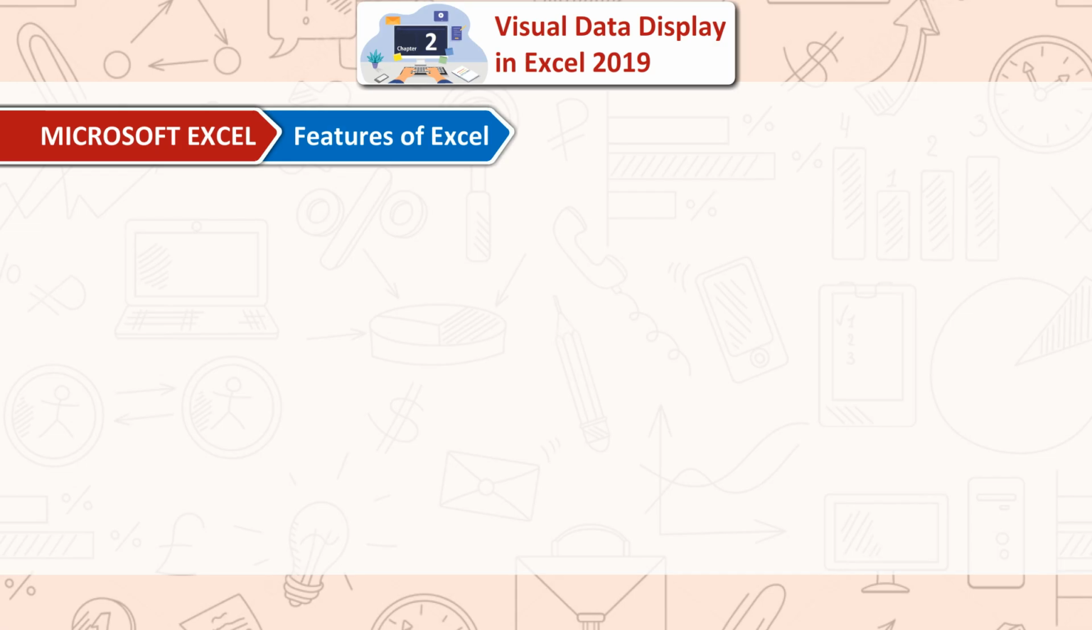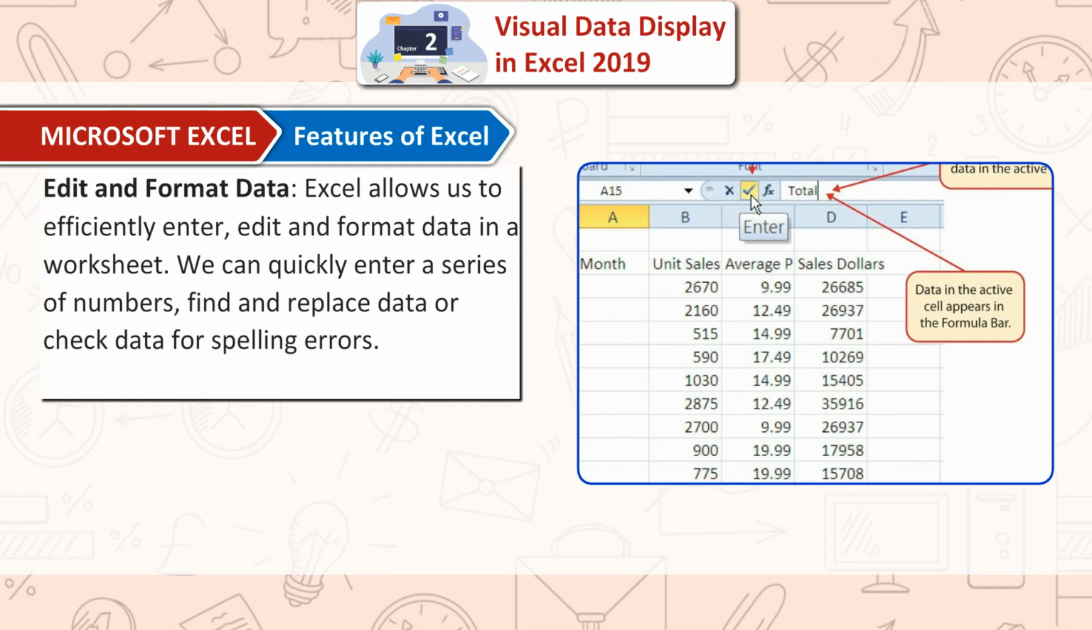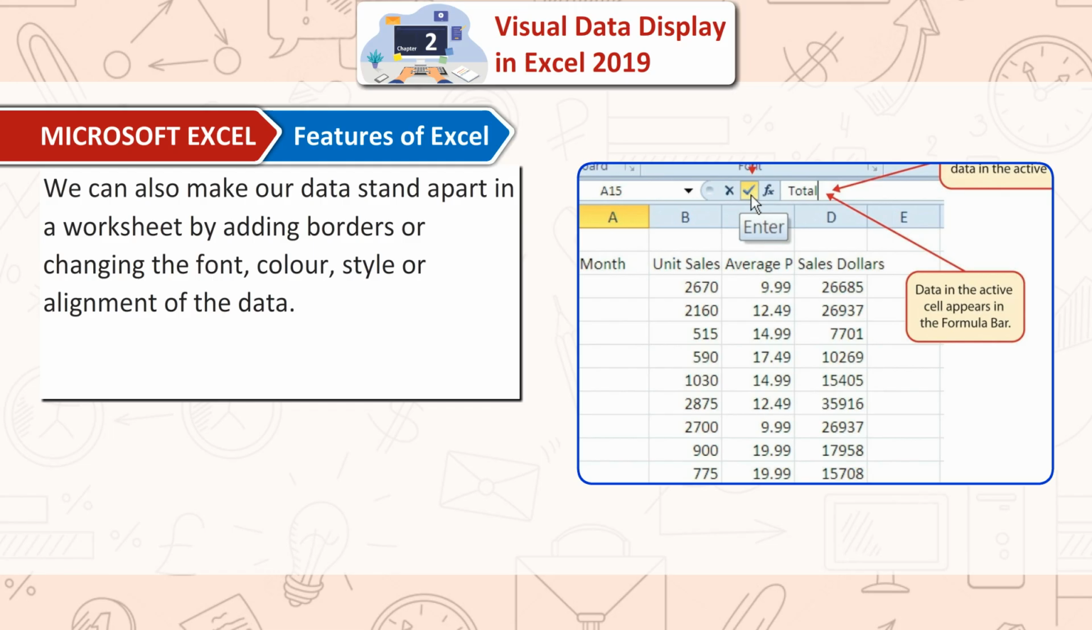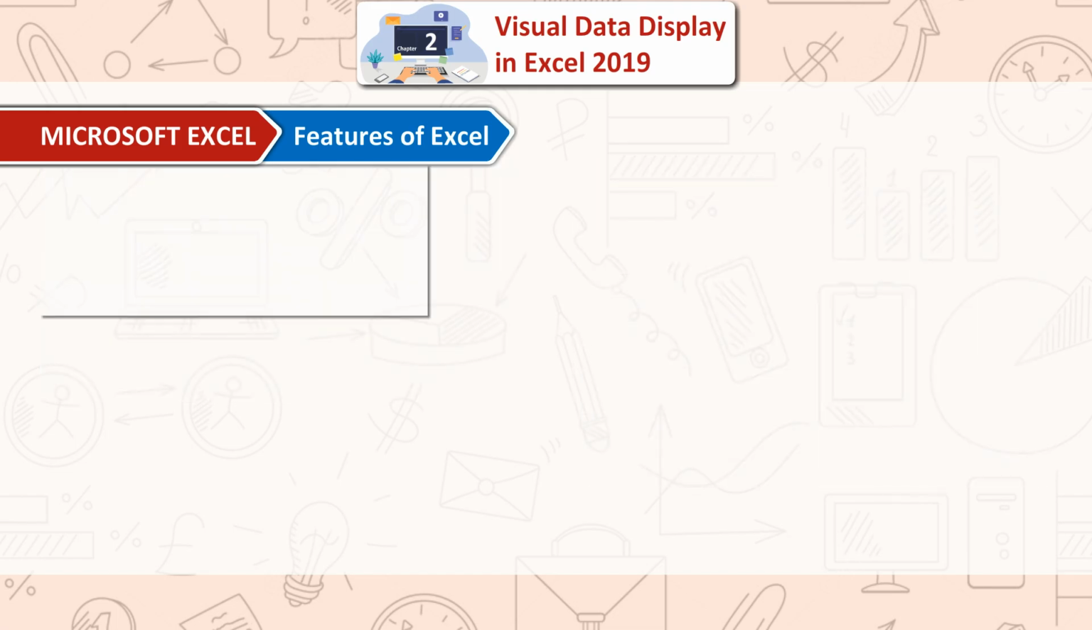Features of Excel. Edit and format data. Excel allows us to efficiently enter, edit, and format data in a worksheet. We can quickly enter a series of numbers, find and replace data, or check data for spelling errors. We can also make our data stand apart in a worksheet by adding borders or changing the font, color, style, or alignment of the data.